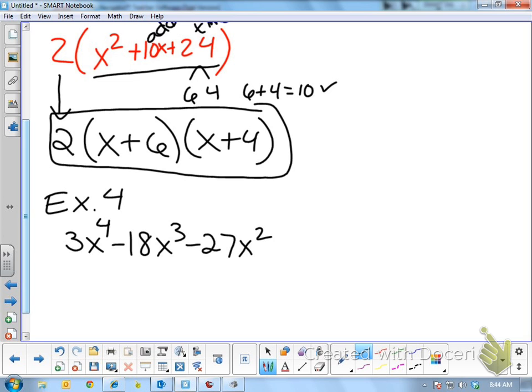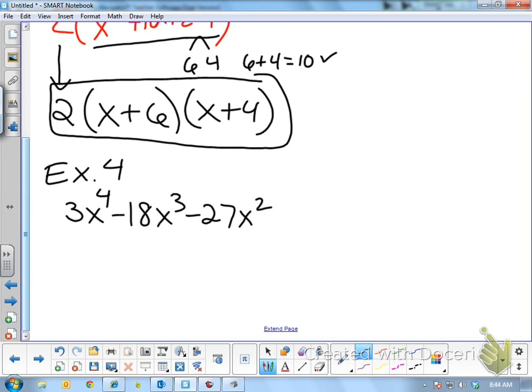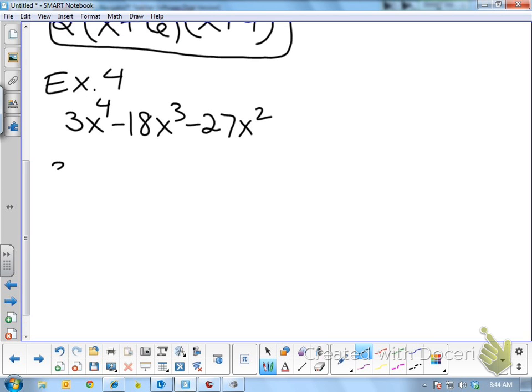So we find the greatest common factor first. Always look for your greatest common factor. Oh, yes, you're correct. 3. But this time I also have to look for a variable because every single term has a variable. What's my smallest exponent? 2. Squared. So we have 3x squared out here.